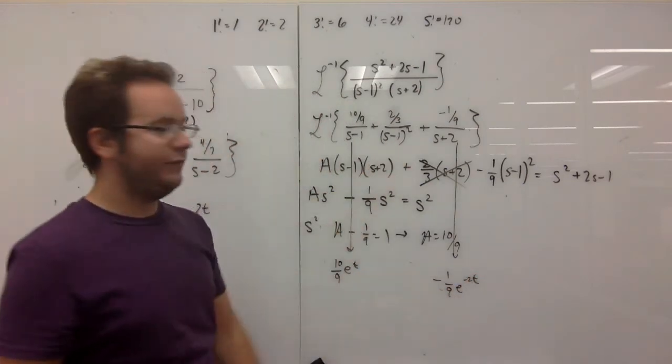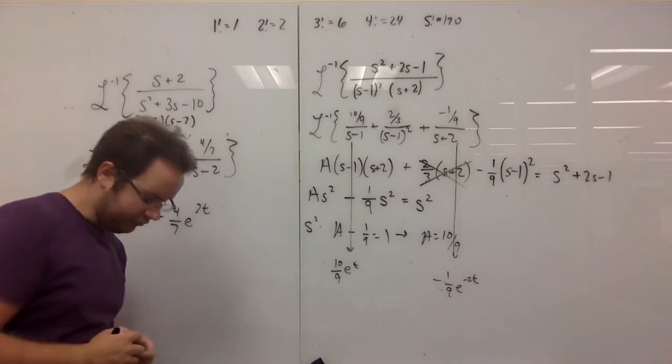Good. Now this guy, we have an s minus 1 squared. How would we ever have produced an s squared?